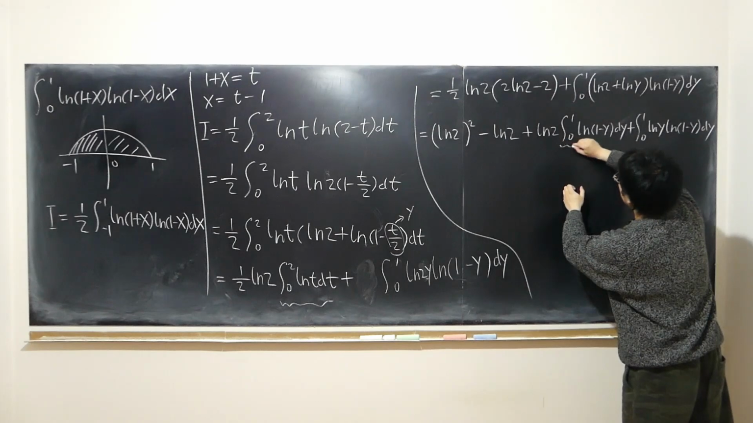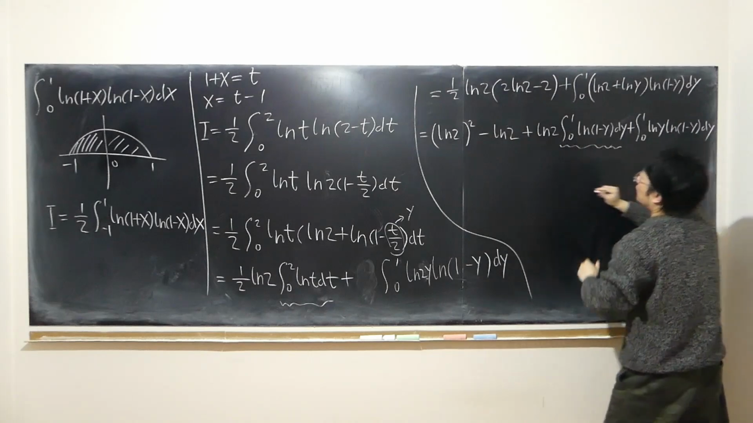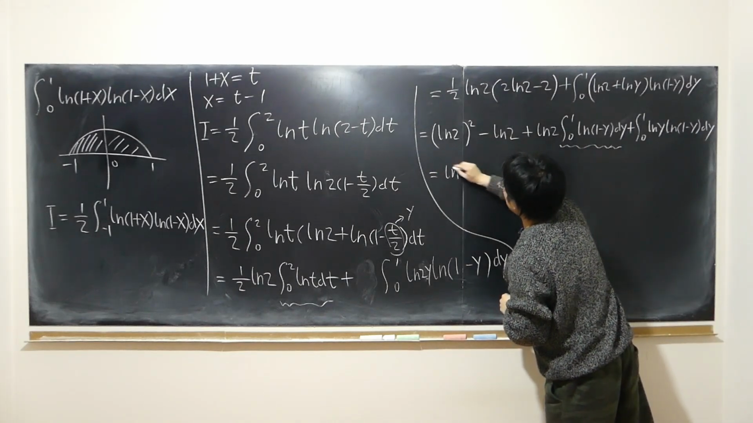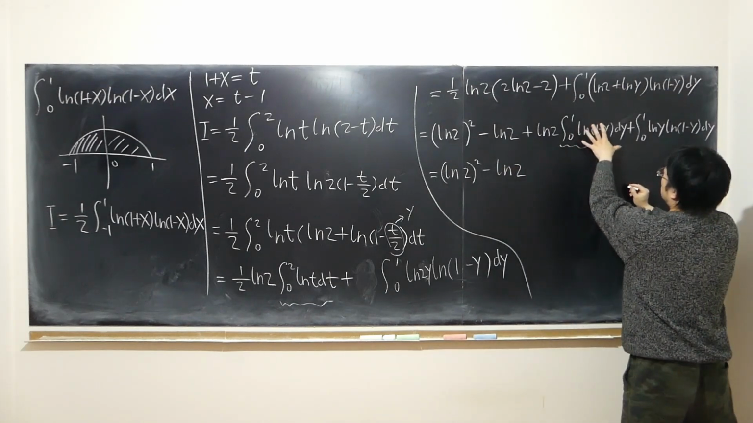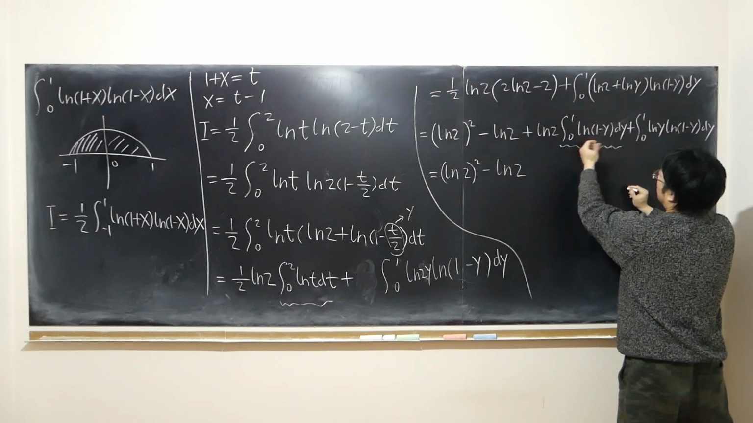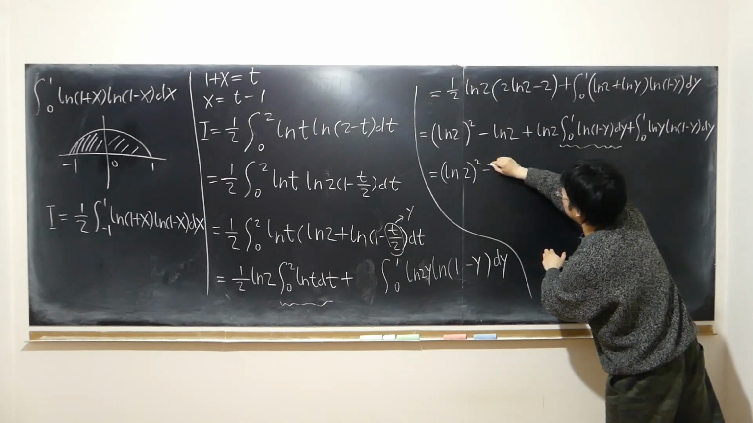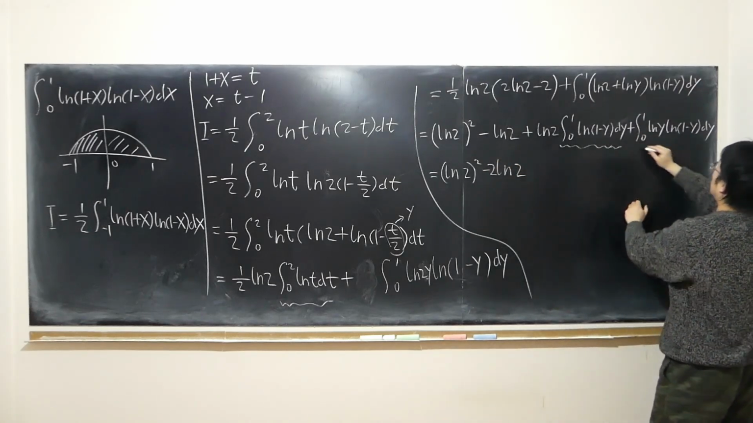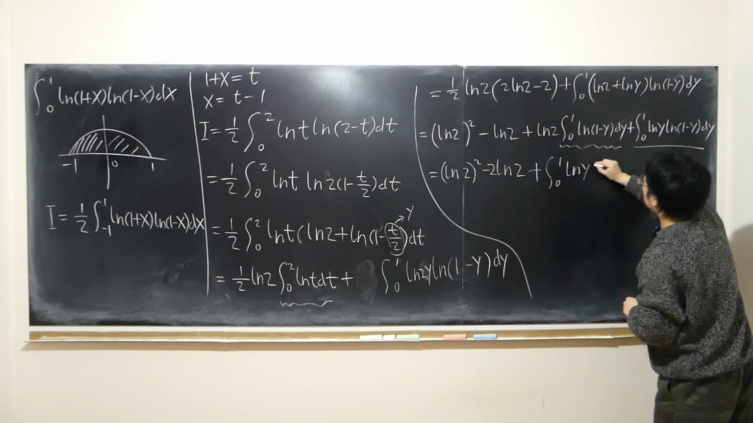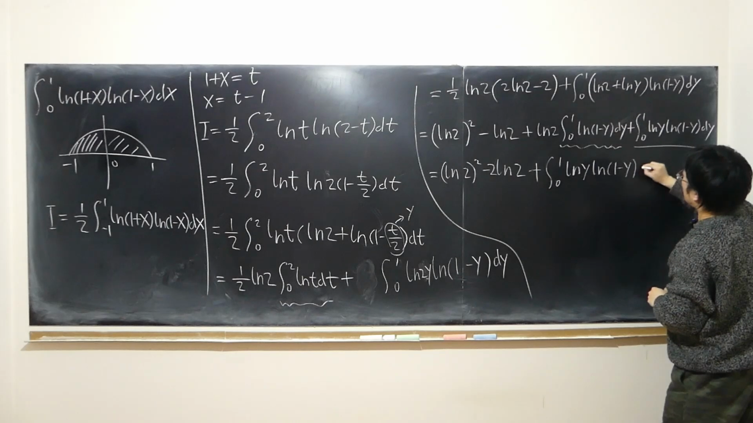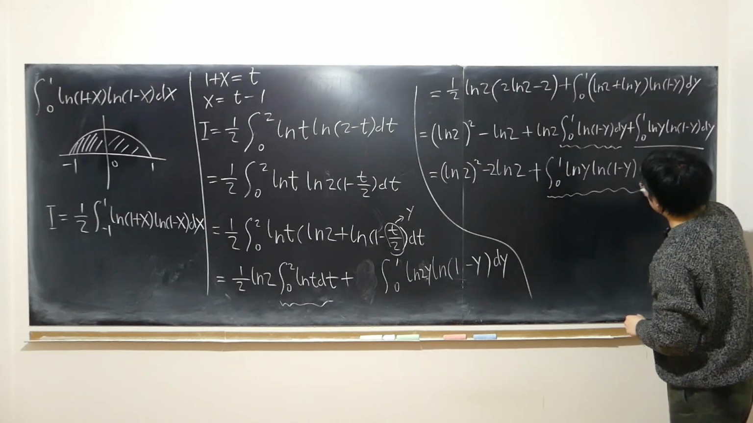So again, this part is a standard integration by parts. Quickly, log 2 squared minus log 2. So this is in fact negative 1, so negative log 2 combined with this gives negative 2 log 2. Then we copy down this: the integral from 0 to 1 of log y times log(1 minus y) dy. So all we have to do is work out this integral.